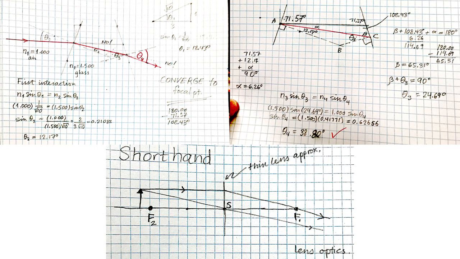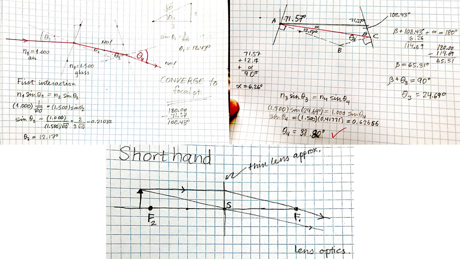So 180.00 minus 114.69 is, 65.6? Is that right? Anybody verify me on that? That can't be right. Let me do it on my calculator. 108.43 plus 6.26 is 114.69, minus 180 is 65.31. So beta is 65.31 degrees.